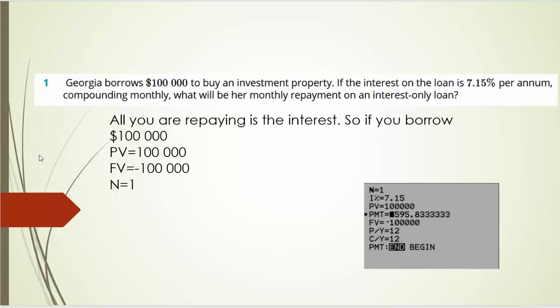So in number 1, Georgia borrows $100,000 to buy an investment property. If the interest on the loan is 7.15% per year compounded monthly, what will she have to pay back each month? Now notice what goes into TVM Solver. Present value 100,000 positive because it's money into your pocket.